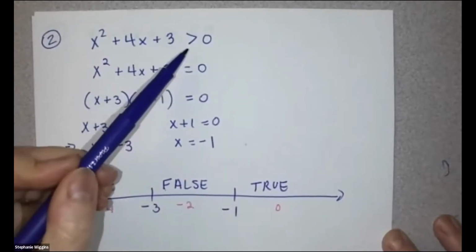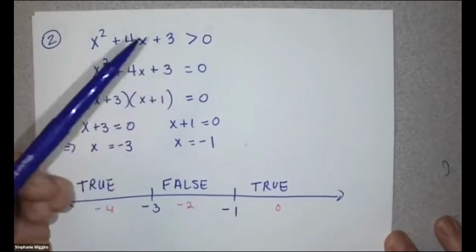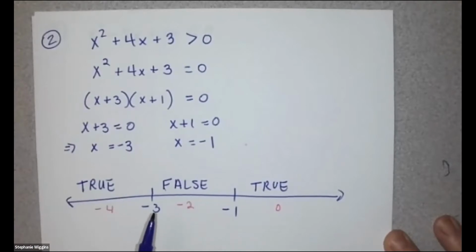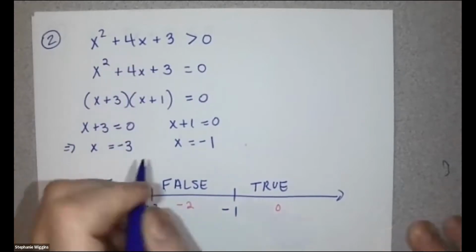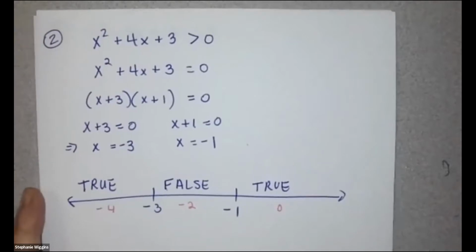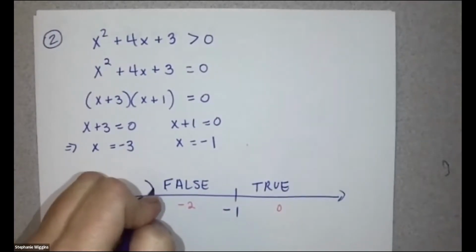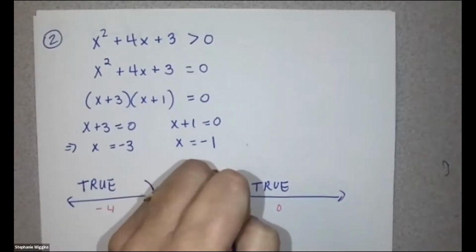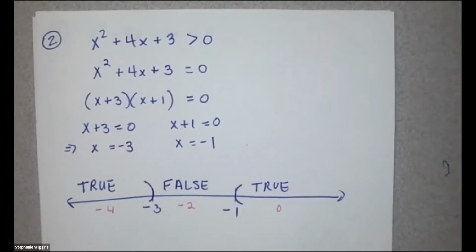And again, because this does not have an equal sign underneath, I'm not going to include -3 and -1 because those cause the function to equal 0, and I'm just interested when is it positive. So I'm going to use the parentheses to show that. And I'm solving, so I want which x values cause it to be true. So that would be this region and this region.